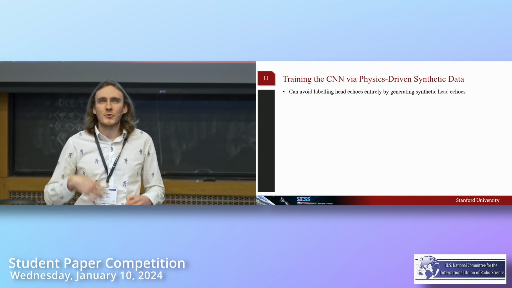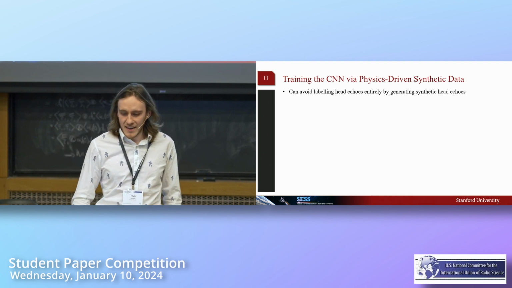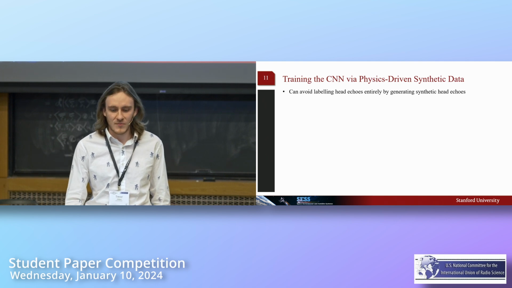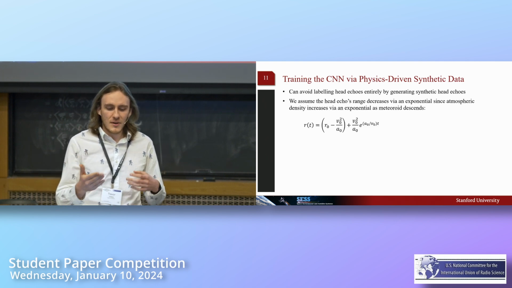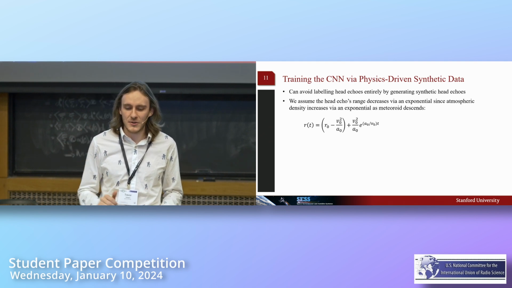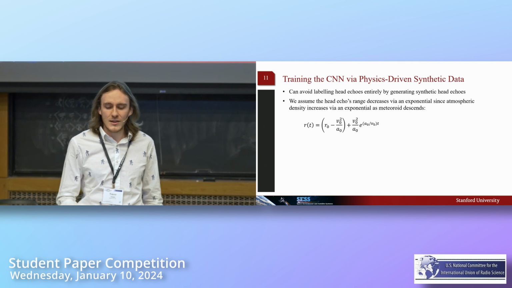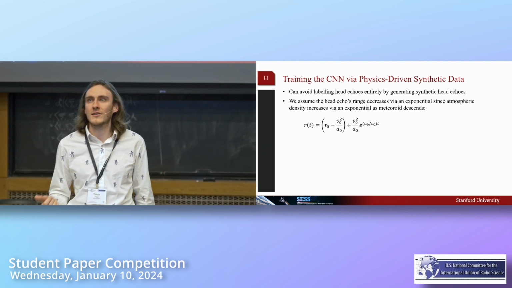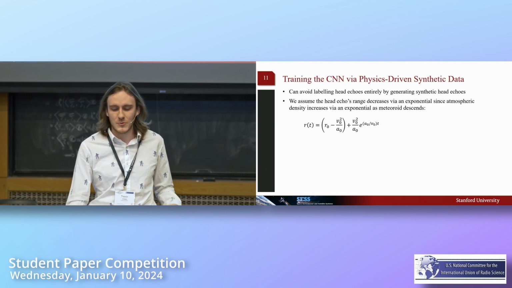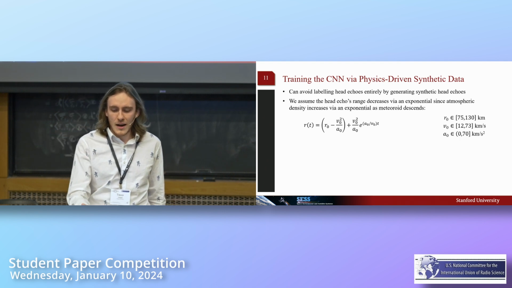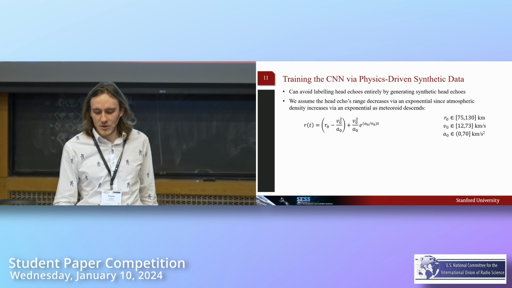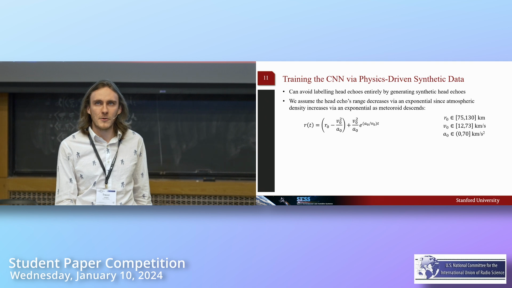In order to train the neural networks quickly and efficiently without lots of manual labeling, we use physics-driven synthetic data. To generate these synthetic head echoes, we assume that the head echo's range decreases exponentially, because as the meteor enters Earth's atmosphere, the density increases exponentially. So that's the dynamics we would expect. We have some random parameters: the initial range, velocity, and acceleration. These will be randomly chosen within the range for your particular head echo.